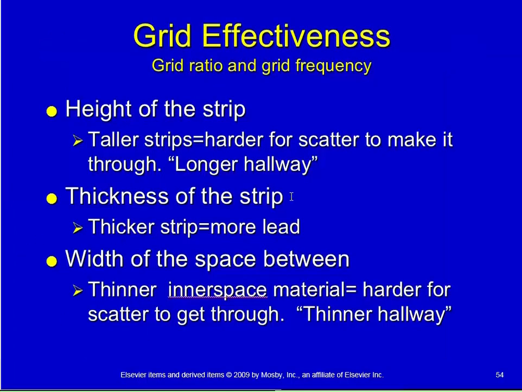The thickness of the strip is also important, because if it's paper thin, like a foil type thickness of lead, then even though it's still lead, the chances of a scattered photon, a high energy scattered photon, getting through it is more likely.